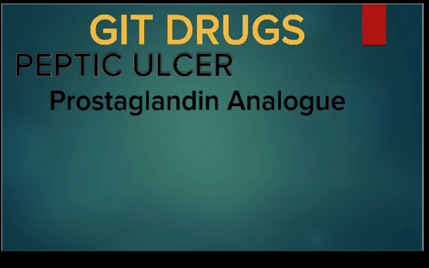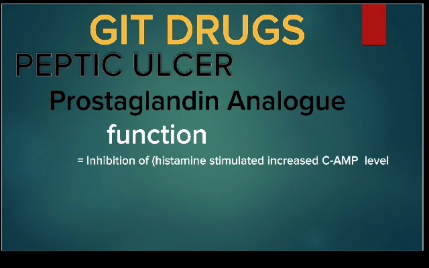A prostaglandin analogue is similar to our body's prostaglandin, and this drug has a very effective role in healing ulceration in the stomach. The first function of this drug is that it inhibits the histamine-stimulated increase in cyclic AMP of the parietal cells. Every cell has its cyclic AMP, and when parietal cells have an increased level of cyclic AMP, it increases the production of gastric acid. This is basically inhibited by prostaglandin.